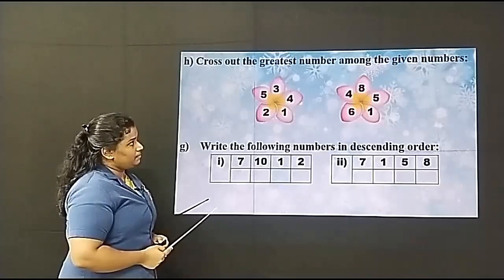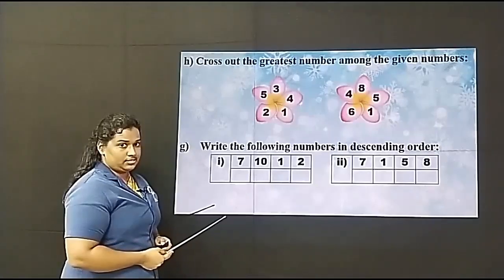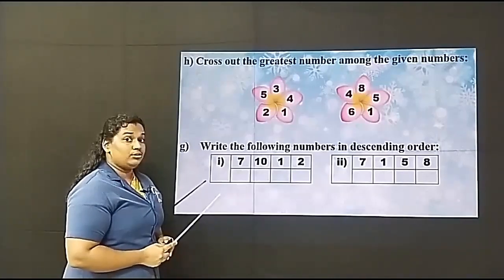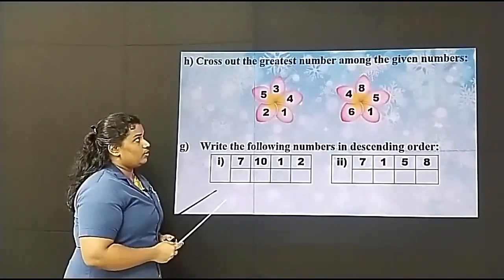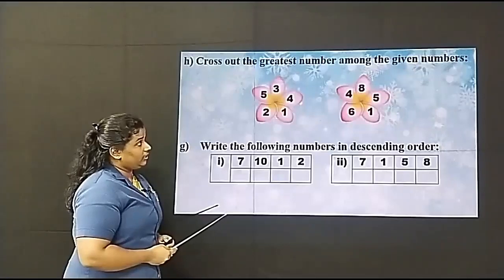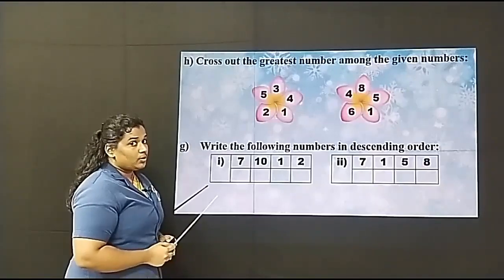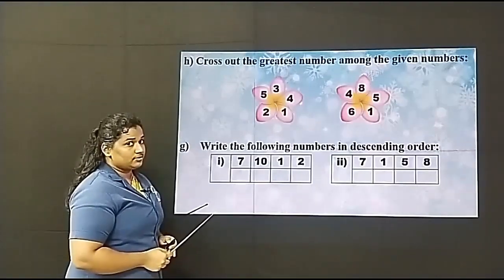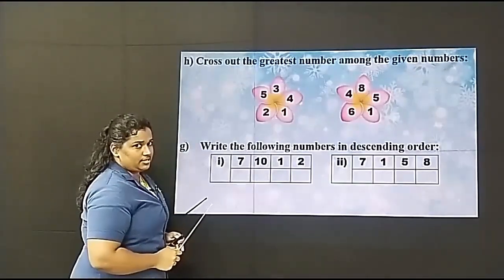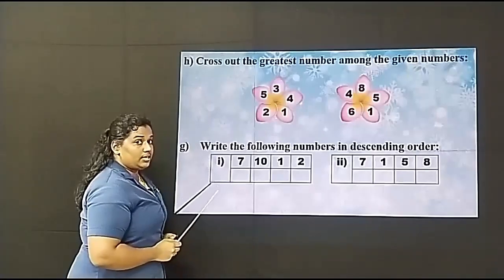Cross out the greatest number among the given numbers. Here again I have given numbers. Among these numbers you have to identify the greatest number and you have to cross it out. Look at the numbers on the first flower. Among these numbers 3, 4, 1, 2 and 5, which is the greatest number? Yes, 5 is the greatest number among the given numbers. So we have to cross out number 5.